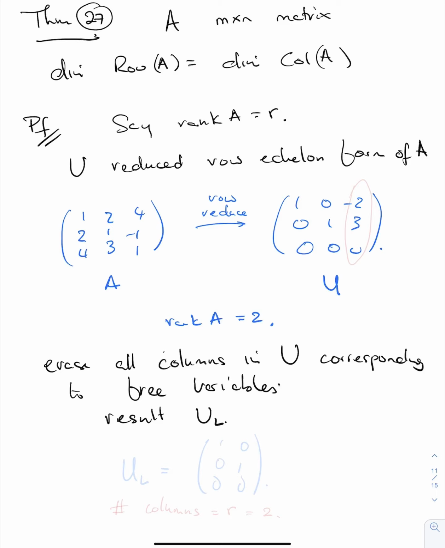So this column corresponds to a free variable. We're going to erase that. And so UL is going to be the matrix 1, 0, 0, 0, 1, 0. I'd just like to point out here that the number of columns is going to be the number of variables that we didn't erase. Something that's not a free variable is going to be a leading variable. So the number of columns left is the number of leading variables, which is precisely the rank. In this case, that's 2.